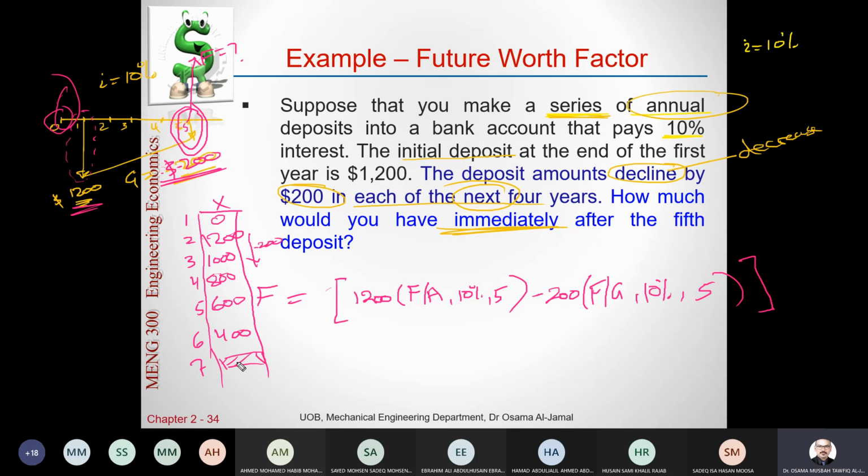In year 7, or entry 7, are you going to put anything in here? No, nothing. Why? Because if you count the cash flows now, how many? 1, 2, 3, 4, 5. The same as what we have in there. So after doing this, now you can find the future value. How much is it?